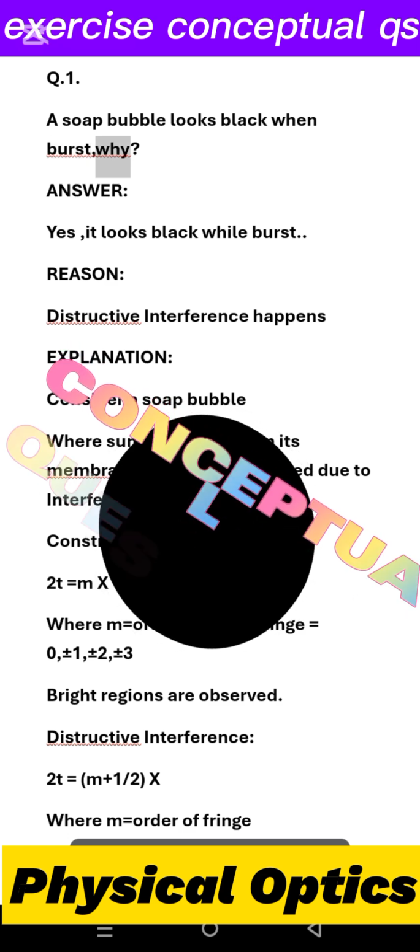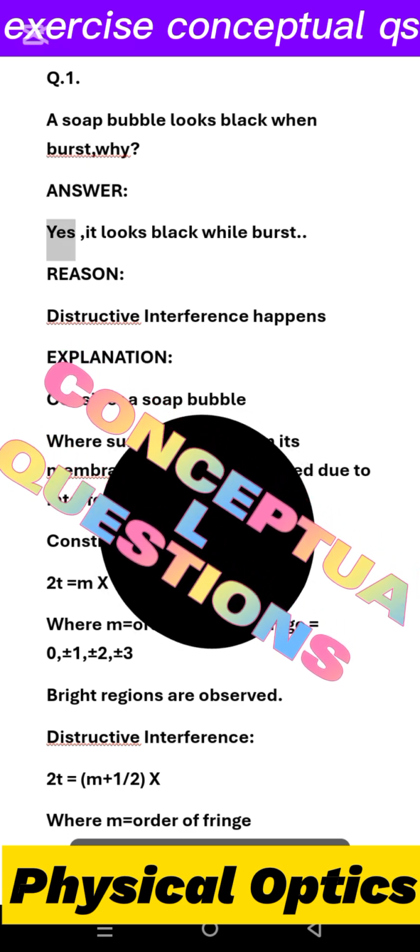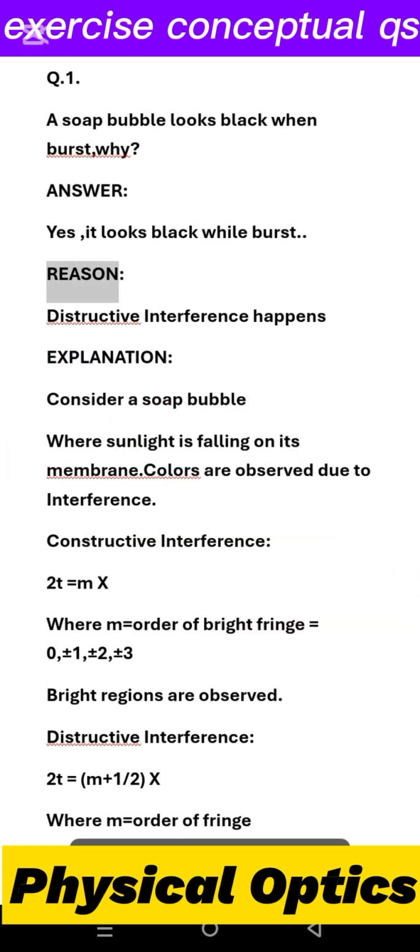Why? Answer. Yes, it looks black while burst. Reason. Destructive interference happens. Explanation. Consider a soap bubble. Where sunlight is falling on its membrane, colors are observed due to interference.